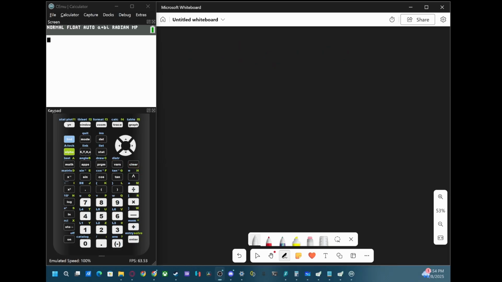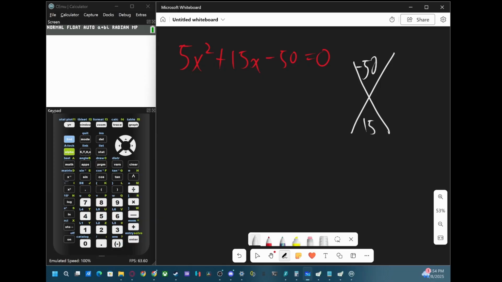All right, our next problem will be 5x squared plus 15x minus 50 is equal to 0. So now let's find this. Let's do the same method as last time. Diamond formation, negative 50 this time, 15. This time we will solve for x.